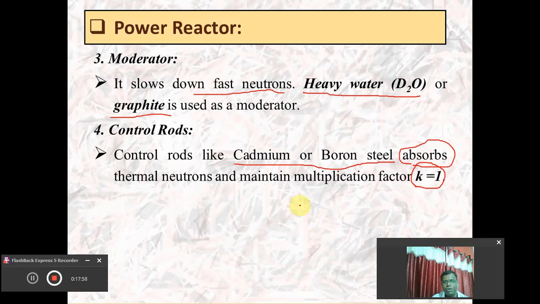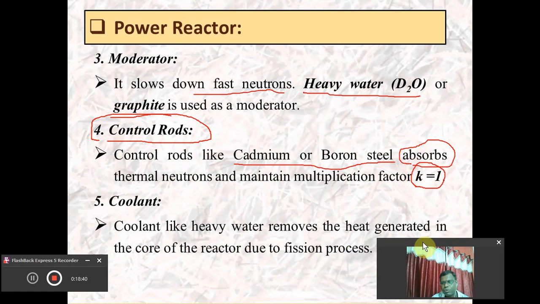If the number of neutrons in all successive generations remains identical, then K will be equal to 1. So the number of neutrons in one step will be equal to the number of neutrons in the next step. If the numbers of neutrons are the same, then their ratio will also be the same, equal to 1. This is possible by absorbing thermal neutrons in the nuclear fission, and this absorption takes place with the help of materials called control rods. So control rods are responsible for maintaining or controlling the nuclear reaction with the multiplication factor equal to 1.